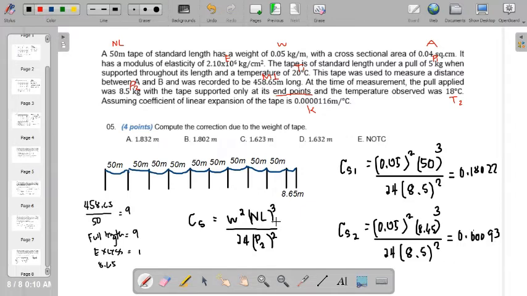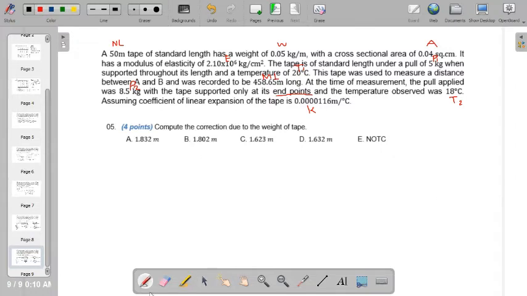So we can get our total sag correction. Let's compute for the total sag correction. The total sag correction, CS total, will be CS1, you multiply it by 9, because you pulled it 9 times, plus CS2.